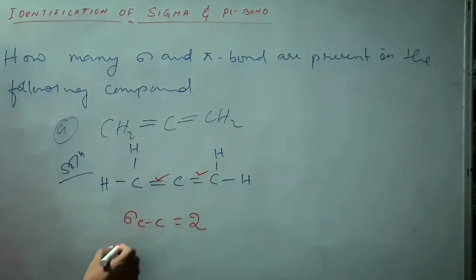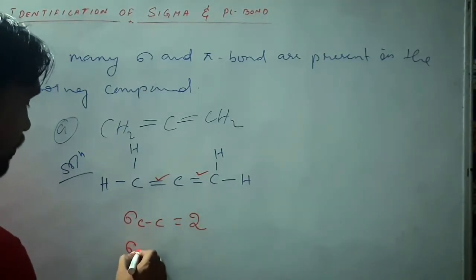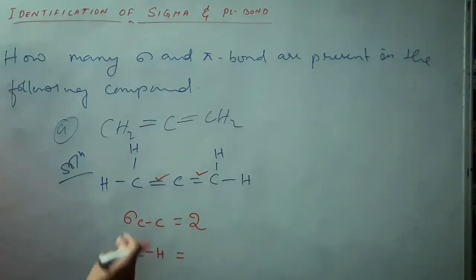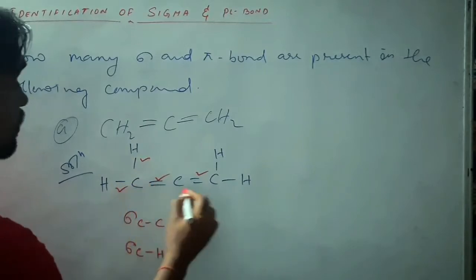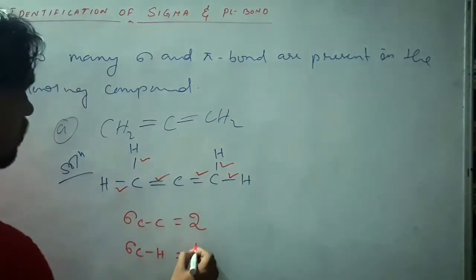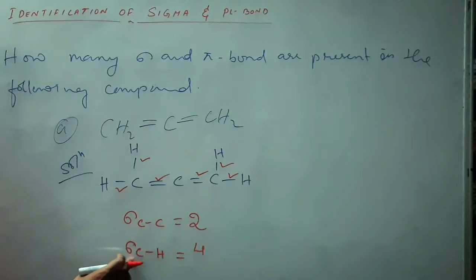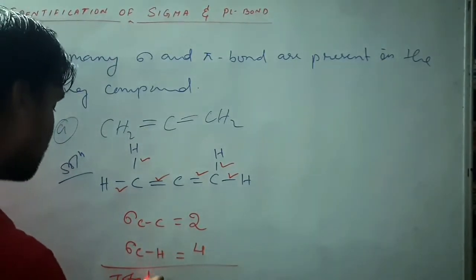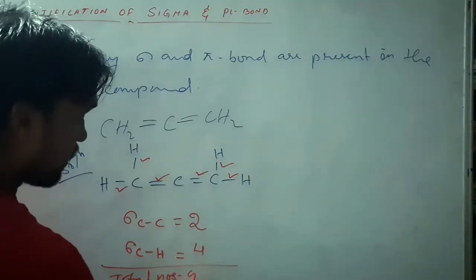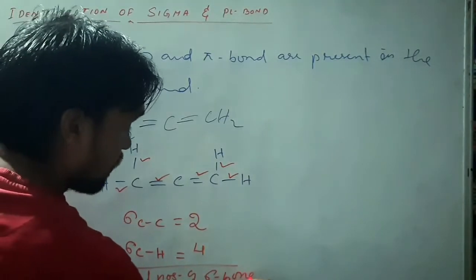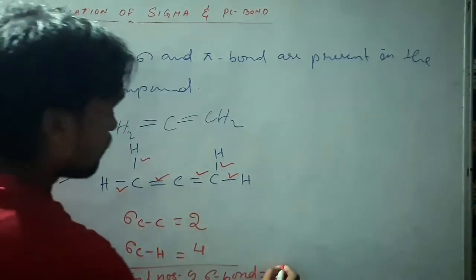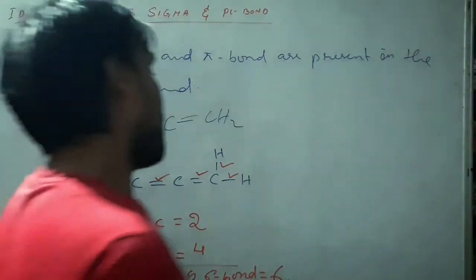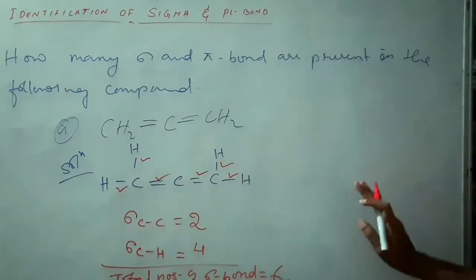So sigma bond is how much here? 2. Next, coming to the sigma bonds between carbon and hydrogen. So between carbon and hydrogen, the number of sigma bonds will be how much? 1, 2, 3, 4. So total number of sigma bonds between carbon and hydrogen is 4. So now total number of sigma bonds equals how much? 2 plus 4, so it will be 6. So total number of sigma bonds here will be 6.